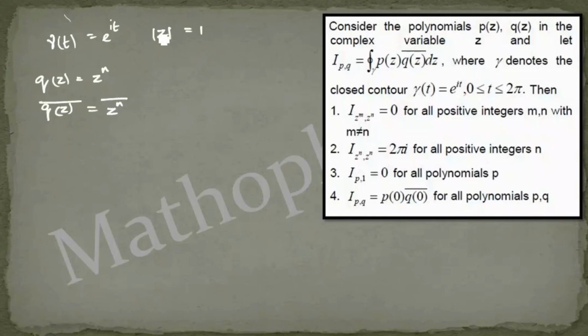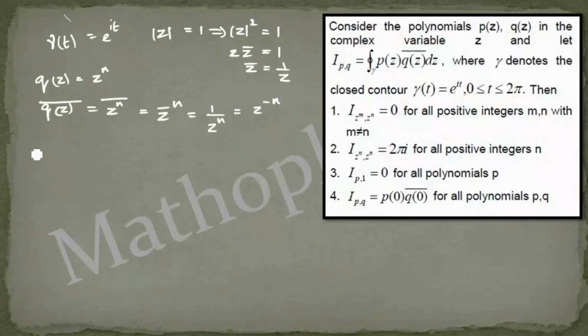When finding the z bar value, mod z is equal to 1 is given, so it implies mod z square is also equal to 1. So z bar will be equal to 1 by z. So we can substitute 1 by z in place of z bar. So this will be z bar power n, which is equal to 1 by z power n. We can also write this as z power minus n.